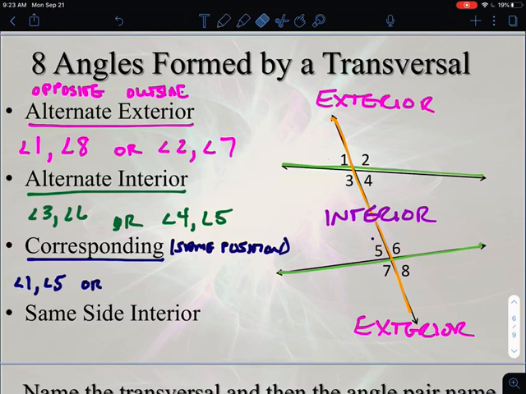So I could also have angle 2, which is the top right, with angle 6, which is also the top right. So angle 2 and angle 6. Or if I'm following that same pattern, I could have angle 3 and angle 7. Or I could even have angle 4 and angle 8. So any angles that are in exactly the same location, so top left with top left, top right with top right, and so on, those are corresponding angles, same exact location.